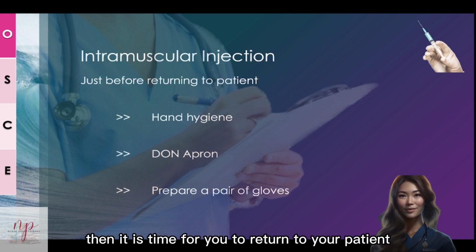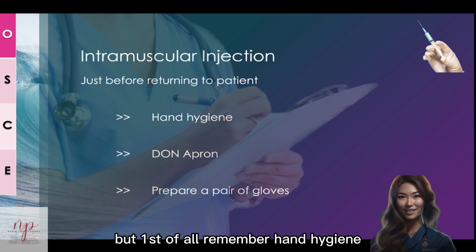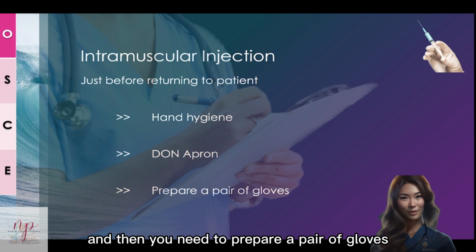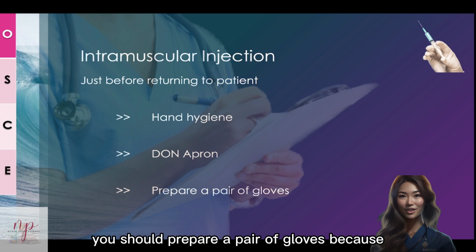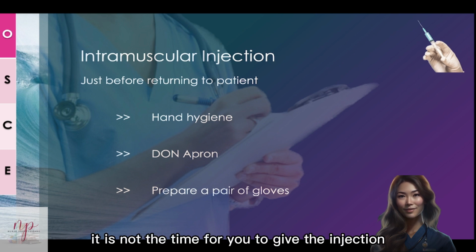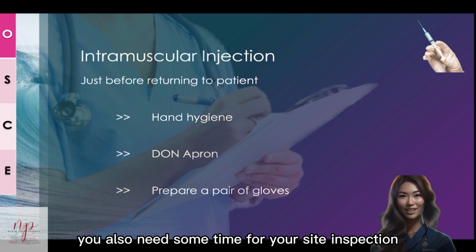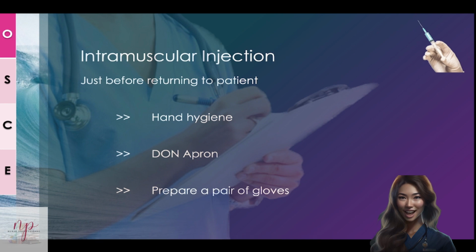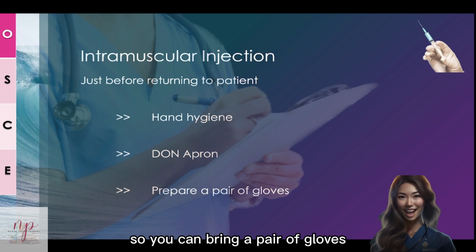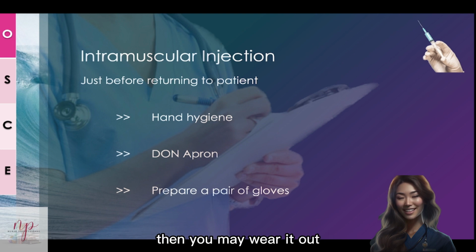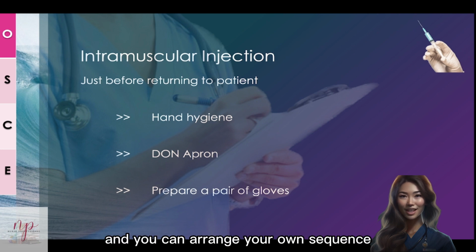Then it's time for you to return to your patient, but first of all, remember hand hygiene. After hand hygiene, you need to wear an apron. And then you need to prepare a pair of gloves. You should prepare a pair of gloves because it is not the time for you to give the injection immediately after you return to your patient. You also need some time for your site inspection. To avoid touching other things and contaminating your gloves, you can bring a pair of gloves. But if you ensure that you won't touch other things and contaminate your sterile gloves, then you may wear them out. So this is your preference. This is your choice, and you can arrange your own sequence.